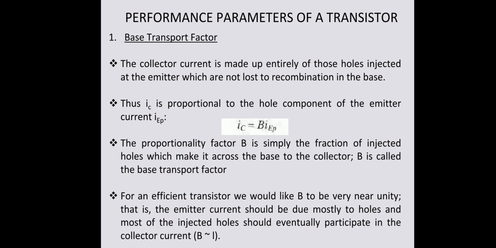The emitter current should be due mostly to holes, and most of the injected holes should eventually participate in the collector current. So we are assuming that most of the holes will reach the collector and they will participate in the collector current. So the proportionality constant, how many holes make it across the base to the collector, is indicated by this base transport factor.